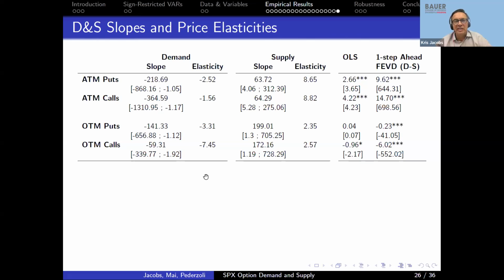And then another interesting thing is that the at the money elasticities are higher than the out of the money elasticities for the supply. I don't know about you, but that's exactly, again, consistent with my prior. Okay.